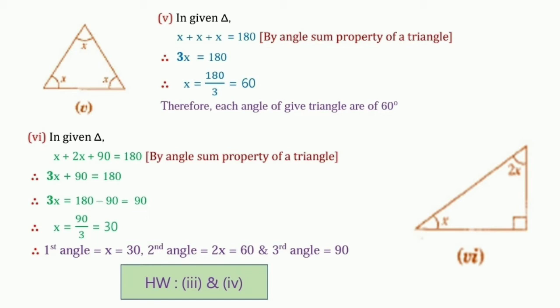Now, therefore, first angle is equal to x is equal to 30. Second angle is equal to 2x is equal to 60. How 60? So, 2 into 30, we will get 60. And the third angle is equal to 90. It's clear? Very good. Now, try to solve the third and fourth by yourself.